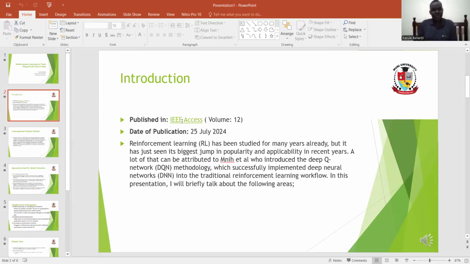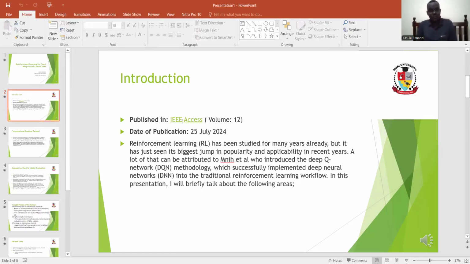So reinforcement learning, what may be an insight? Reinforcement learning, to me and maybe to other scholars, is defined as a branch of machine learning where an agent learns to make decisions by interacting with the environment to maximize a reward signal over time. That's how I can define reinforcement learning.